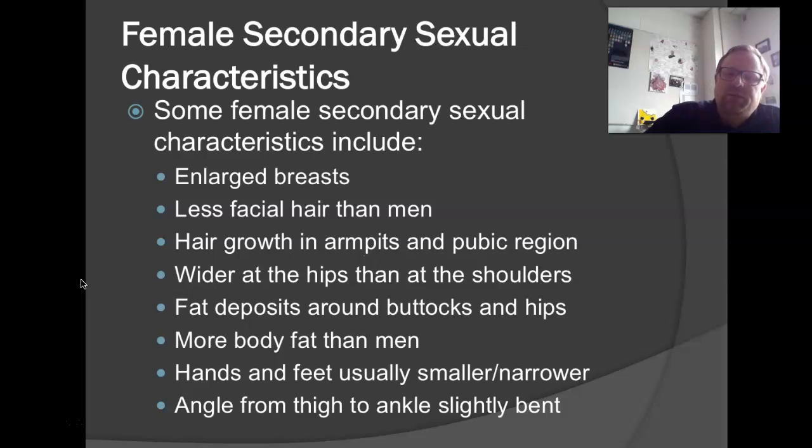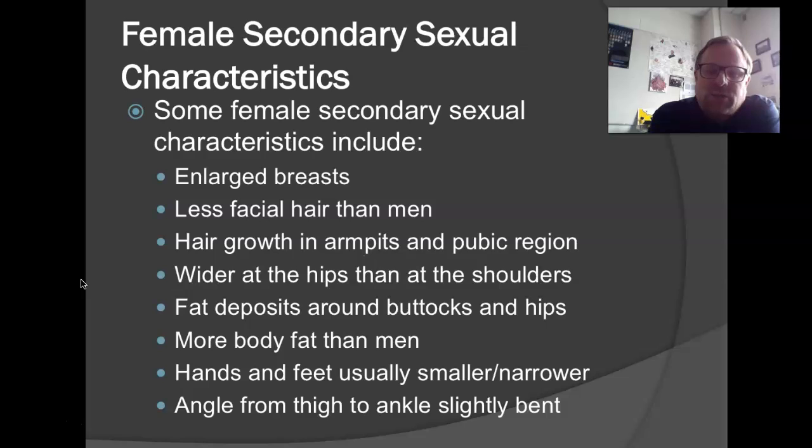Females have wider hips than men do when we compare it to the shoulders. Those hips, again, we talked about that before. The wider hips are helping to provide room for childbirth, for a baby to travel down the birth canal and be born. In men, we said that fat deposited usually around our midsection. We get that beer gut. In females, we end up with fat deposits around the buttocks and hips and breasts as well. Females generally, not always true, but generally have more body fat than men.